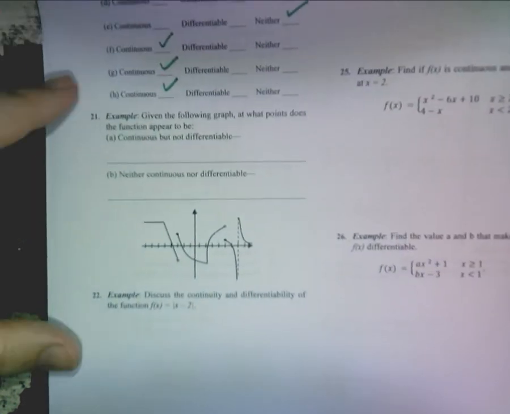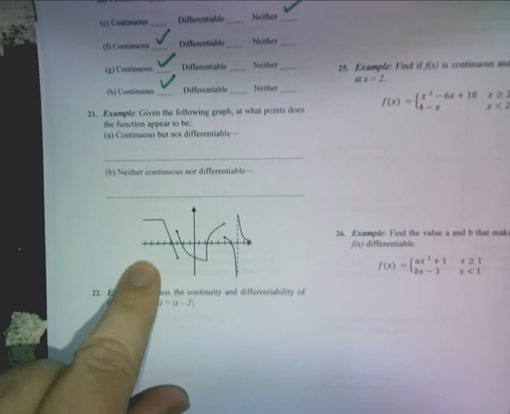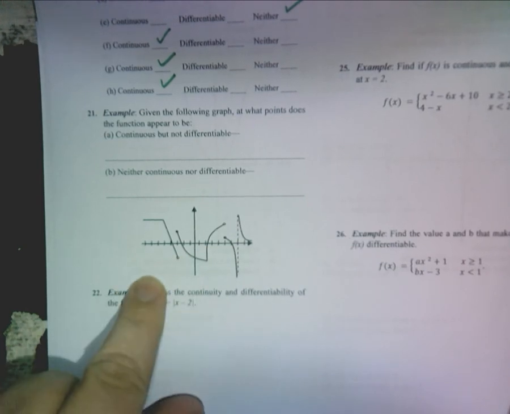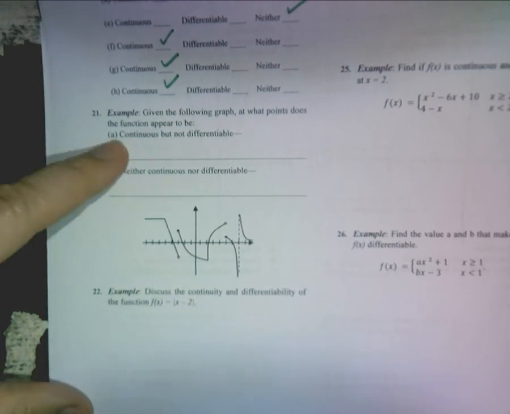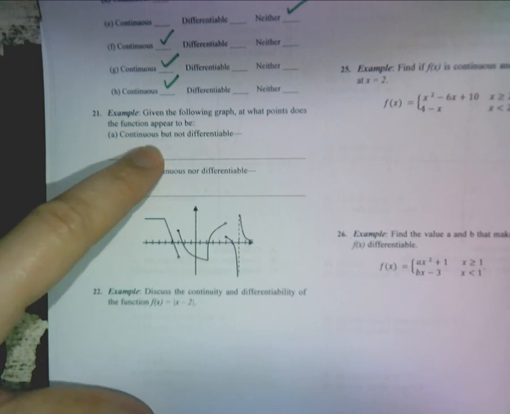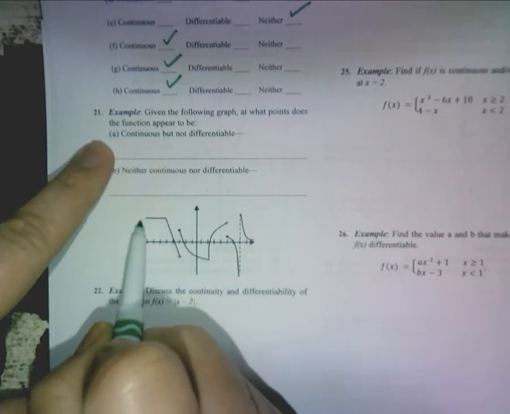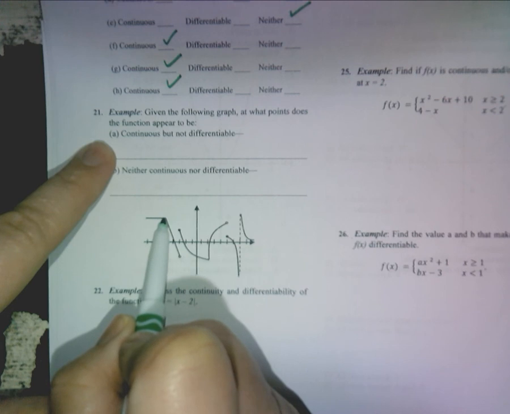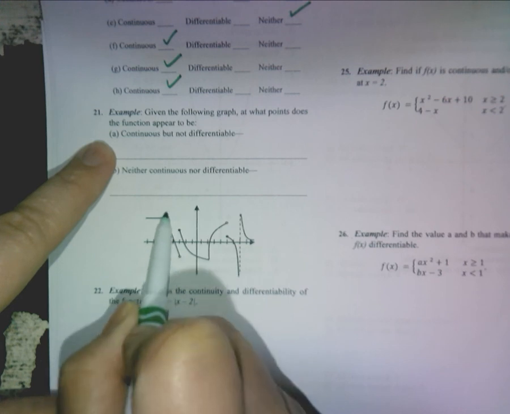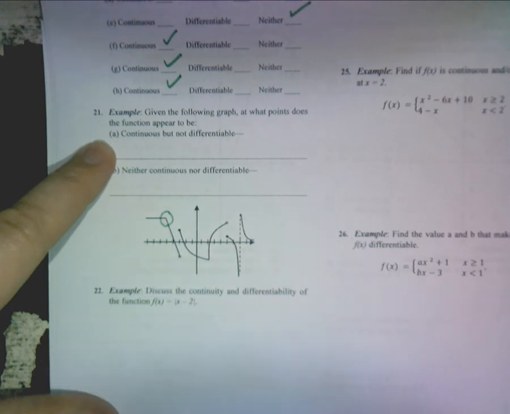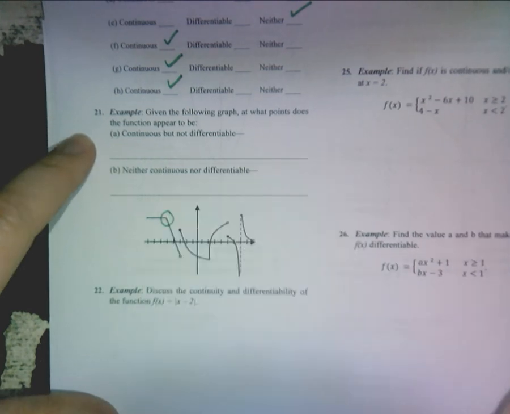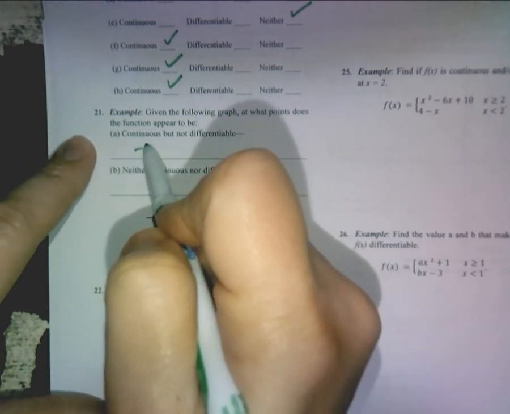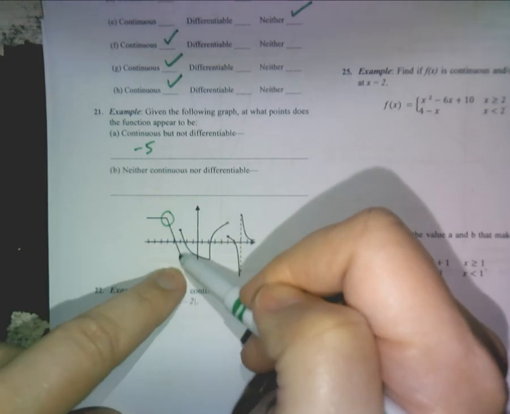Let's go to 21. Looking at this graph right here, could you tell me the points where it seems to be continuous, but you can't take a derivative? So let's start to the left. Am I continuous? What was that point right there? It's a sharp turn. So that point right there is negative, what was it? -5? Yeah. It's continuous, yes, but we have a problem there, okay?